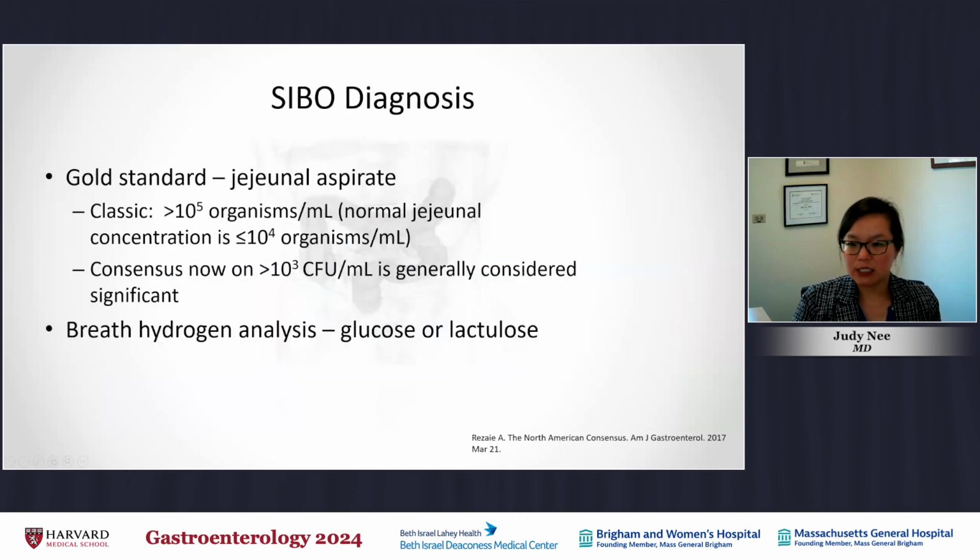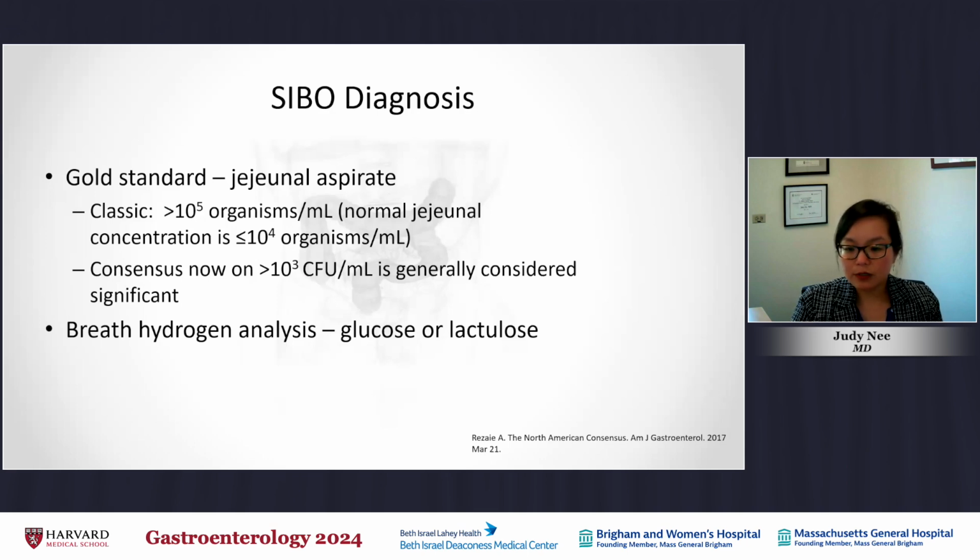So let's get into the details. For SIBO, the gold standard is jejunal aspirate. People talk about this all the time, but it's cumbersome, it costs a lot, and false positives can develop even from this. The classic definition was greater than 10 to the fifth organisms per ml, as the normal jejunal concentration is less than or equal to 10 to the fourth organisms.